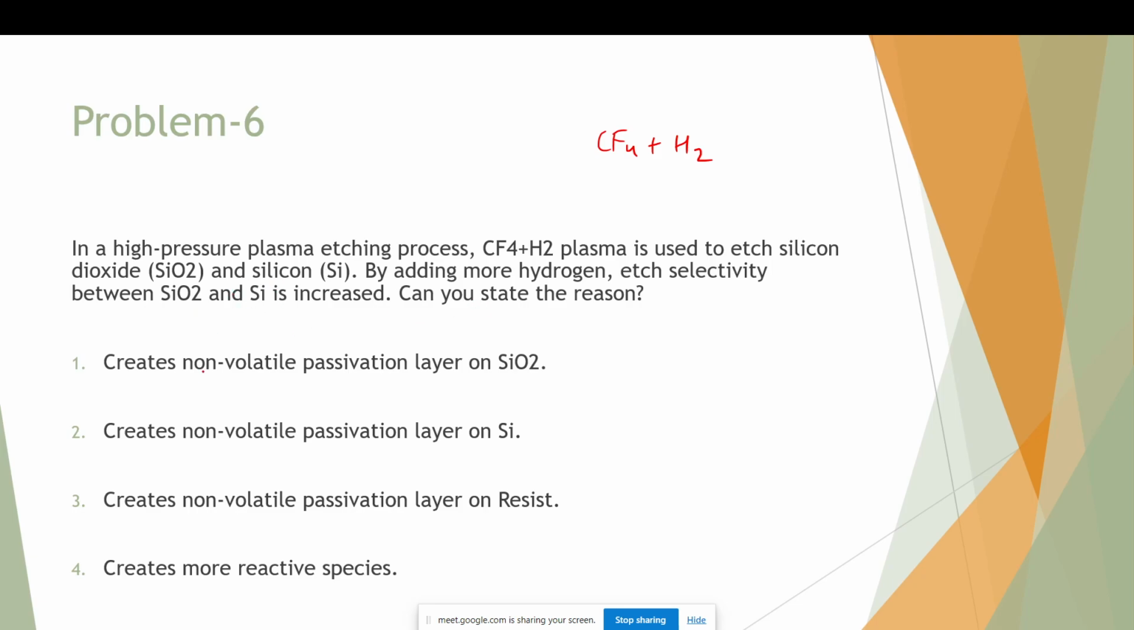Can you state the reason? It creates non-volatile passivation layer on SiO2. So it's very unlikely that hydrogen will form any kind of bonds with SiO2. So maybe not. Creates non-volatile passivation layer on silicon. So yeah, this is possible. Silicon hydrogen bonds are quite stable, right? So it can form passivation layer on silicon, so that will lead to more etching of SiO2 compared to silicon. Creates non-volatile passivation layer on resist.